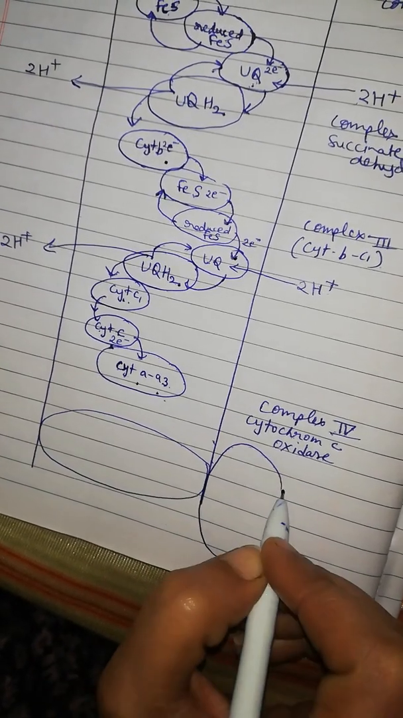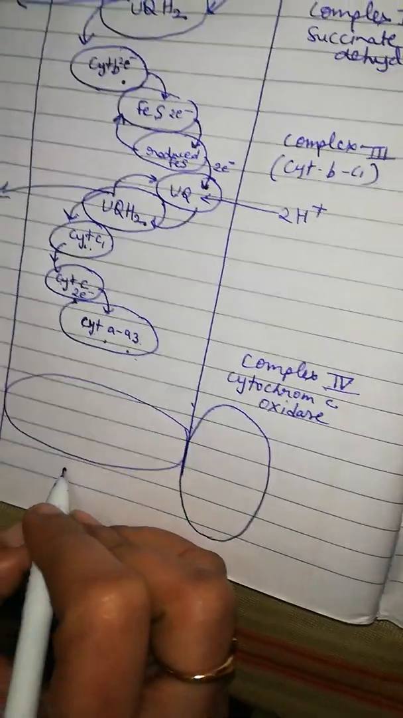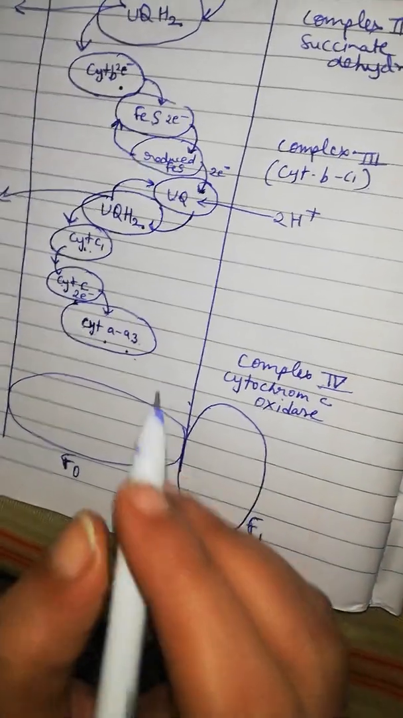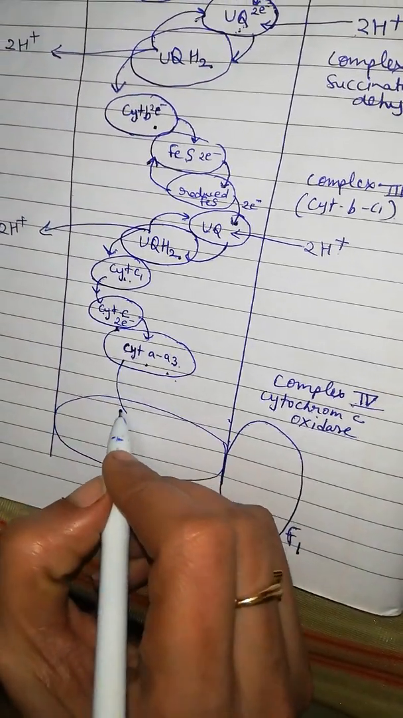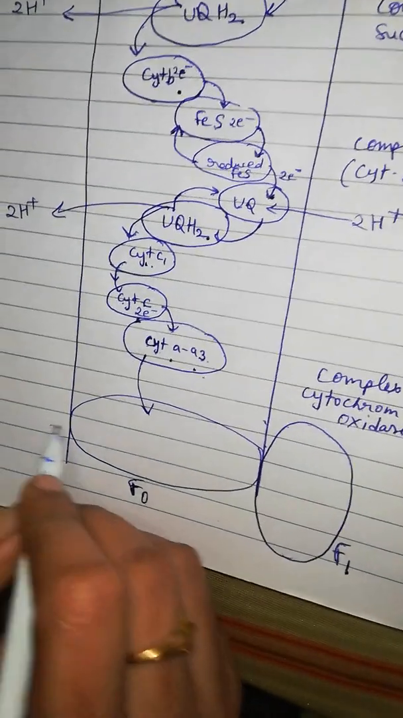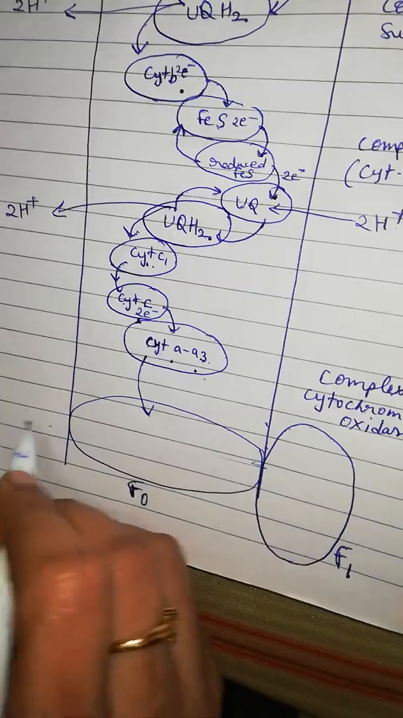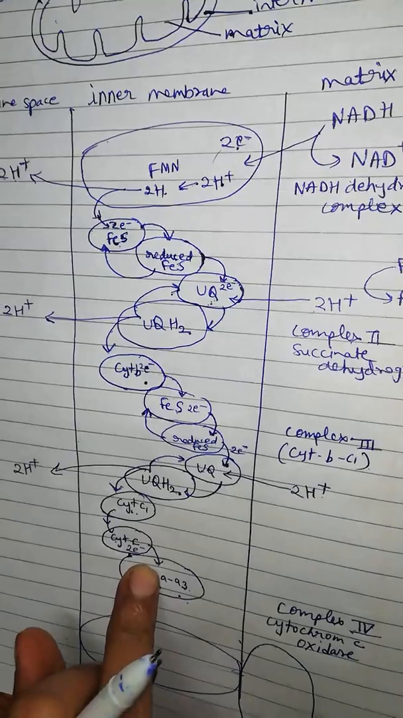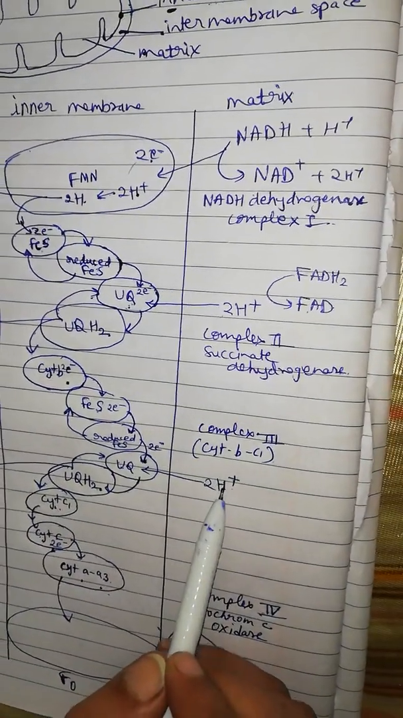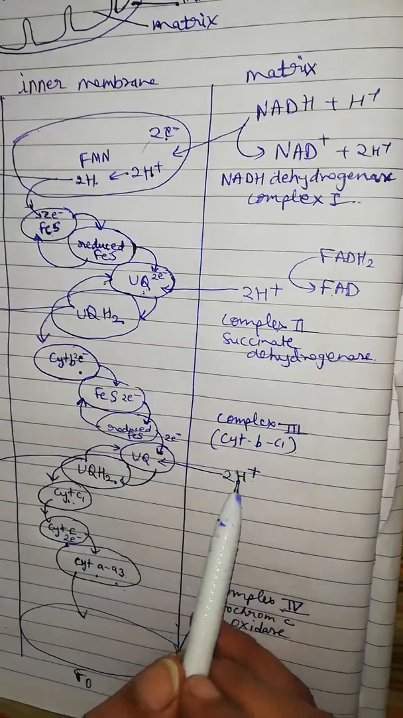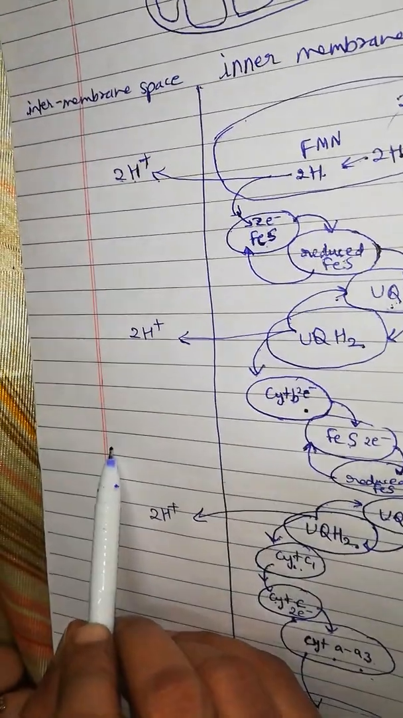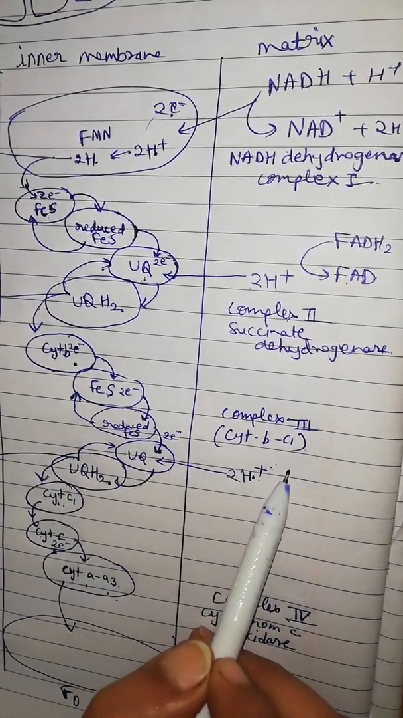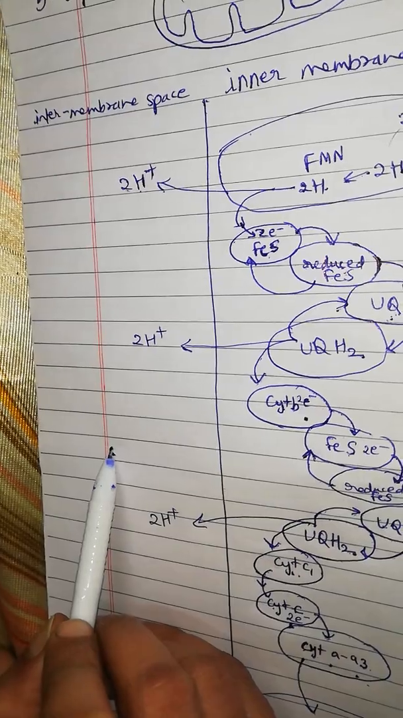This ATP synthase enzyme has two units, the F0 unit and the F1 unit. And what happens? The F0 unit acts as a transmembrane channel. It breaks down the proton gradient which is created during this electron transport. Electrons and protons are constantly transported from the matrix to the intermembrane space. So the concentration of hydrogen ions is maintained lower in the matrix and higher in the intermembrane space.